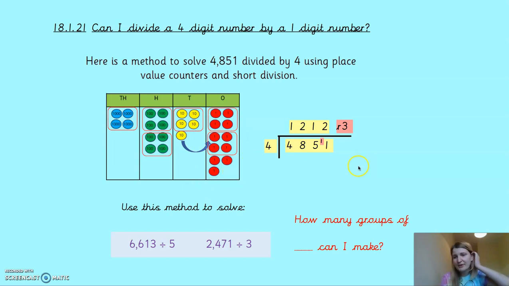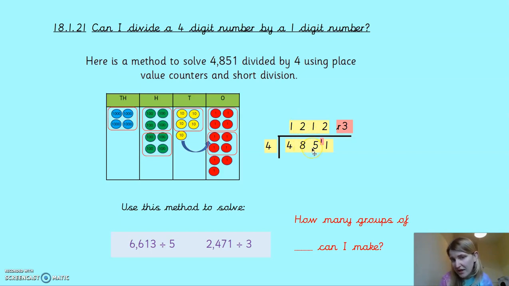Let's just have a look at what that would actually look like if I was using my formal method over here. So I've got my number I'm dividing in the middle. I've got my divider on the outside. So if I start here, how many groups of 4 can I make out of 4? I can make 1. How many groups of 4 can I make out of 8? I can make 2, no leftovers.